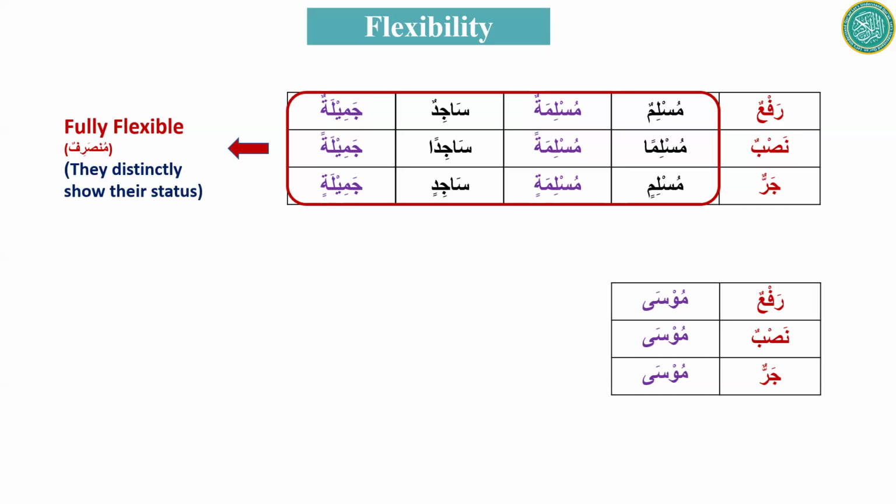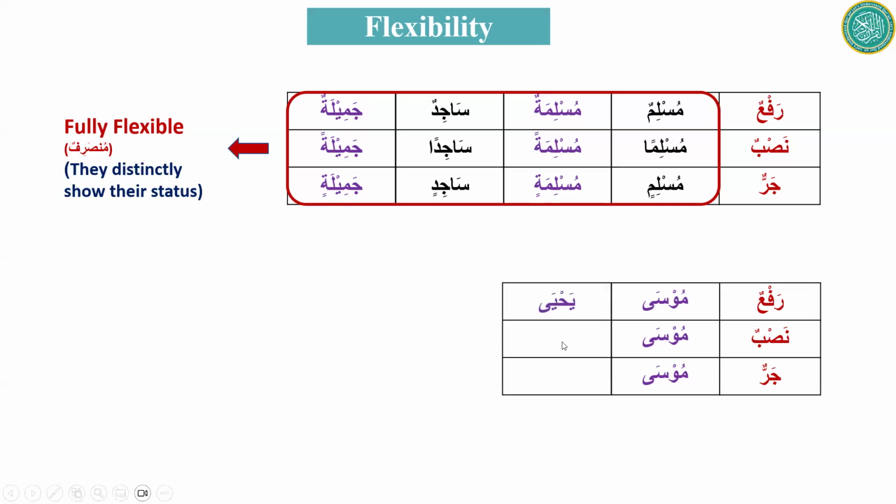Okay, non-flexible. Then how would we know if it is Rafa, Nasab, or Jar? When it is used in a sentence, there are signs in the sentence that will help us determine if Musa is Rafa, or Nasab, or Jar in that status. But the word itself will not tell us anything. It will not show its status. So these kinds of words are called non-flexible.